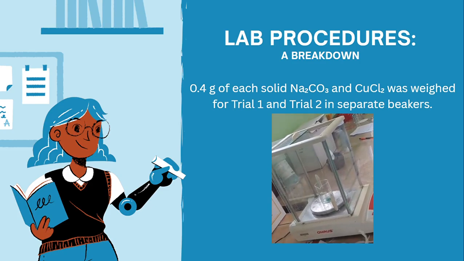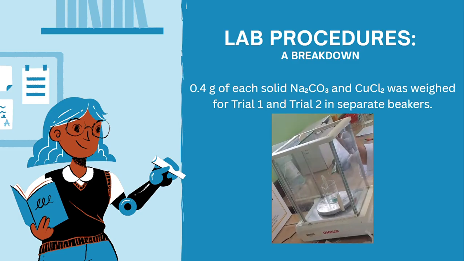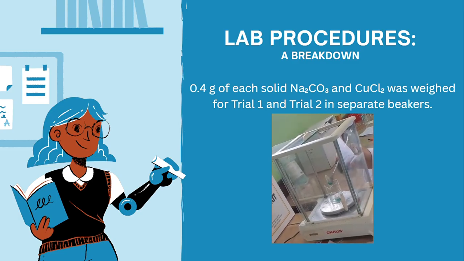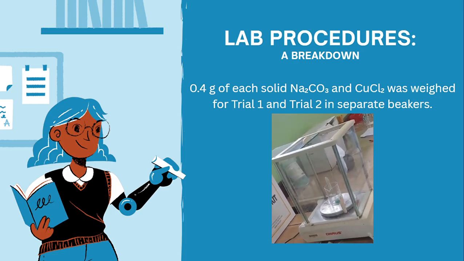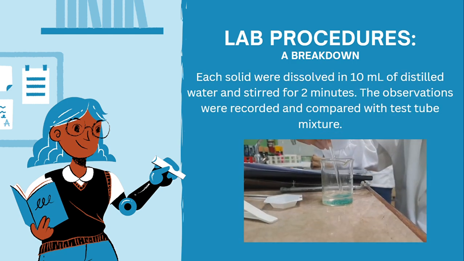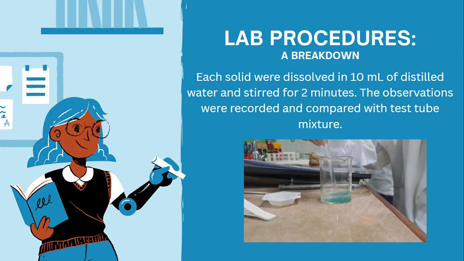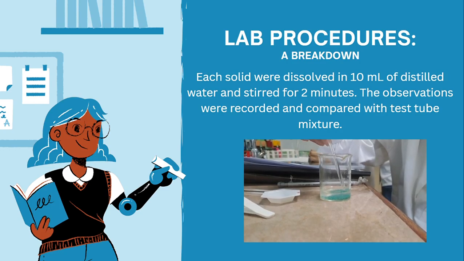0.4 gram of each powder, sodium carbonate and copper 2 chloride, was weighed for trial 1 and trial 2 in separate figures. Each solid was dissolved in 10 ml of distilled water and stirred for a minute. The observations were recorded and compared with the test tube mixture.